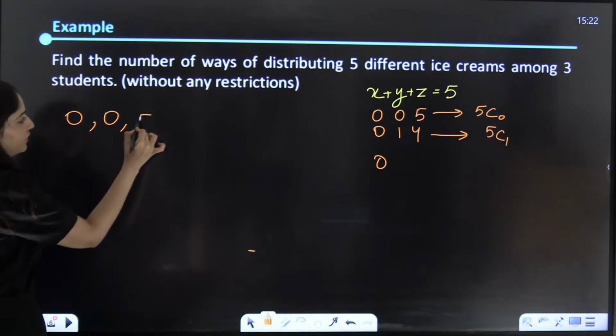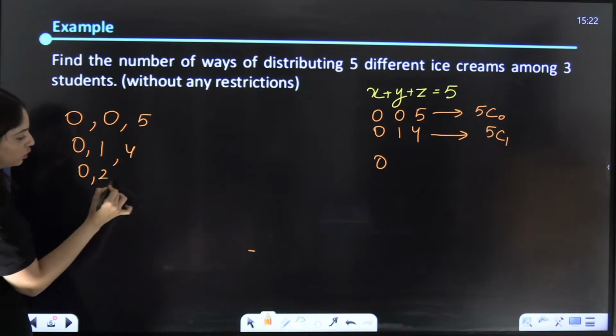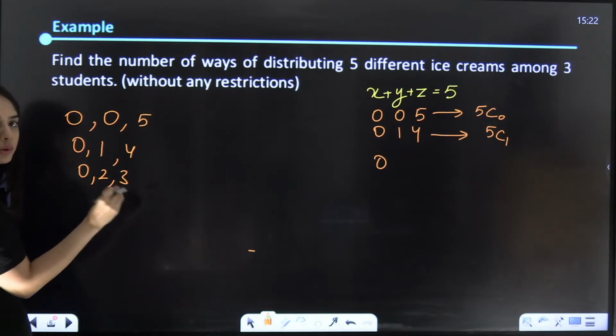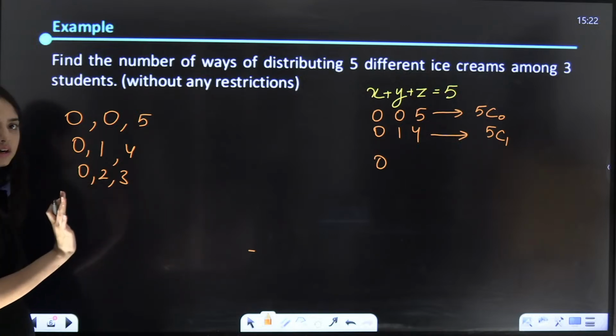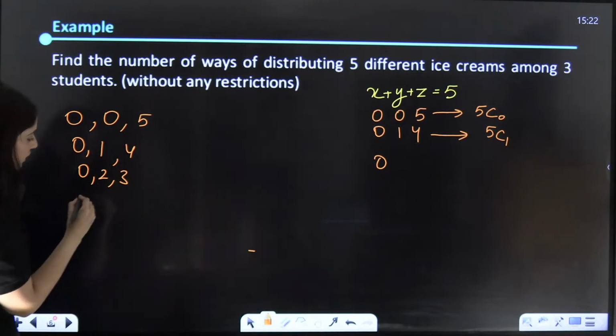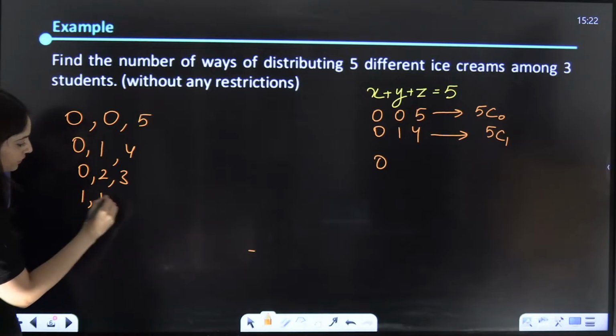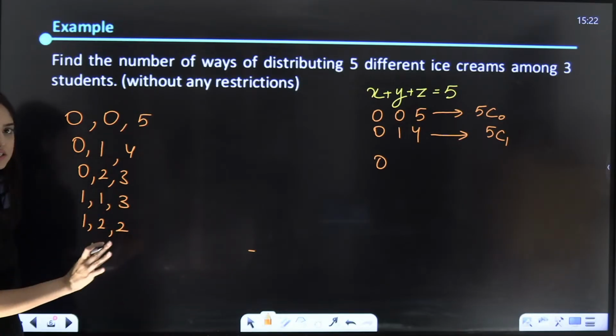0, 0, 5. Then we go 1 up, 0, 1, 4, 0, 2, 3, and that's it. 0, 3, 2, we're not doing it because it is increasing and then decreasing. We've already counted that. We're going only in one order so that we don't repeat any case. Then we move on to 1, 1, and remaining 3. 1, 2, 2, and that's it.